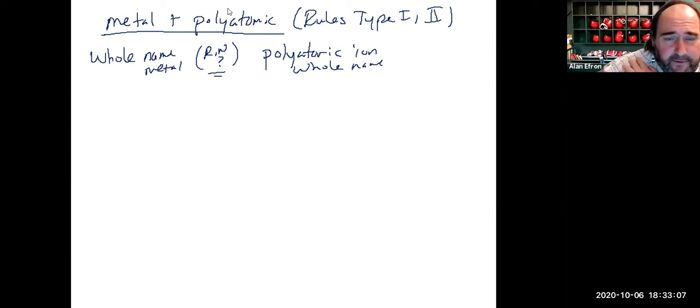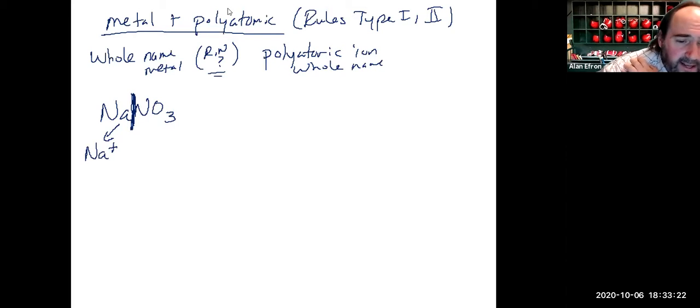So for example, if I had NaNO3, when we would look at this, we would break it right about there. Na is sodium, which is group one, which is a plus one charge. NO3 is nitrate, which is a minus one charge. And again, that is why we only needed one of each of these. Plus one, minus one gets us to our formula.